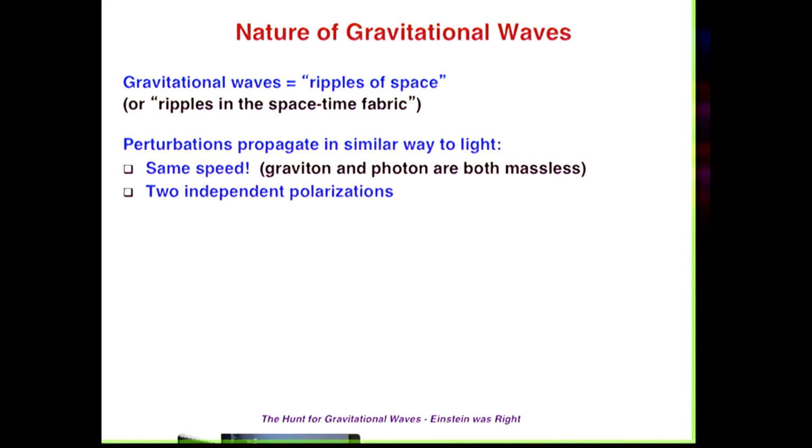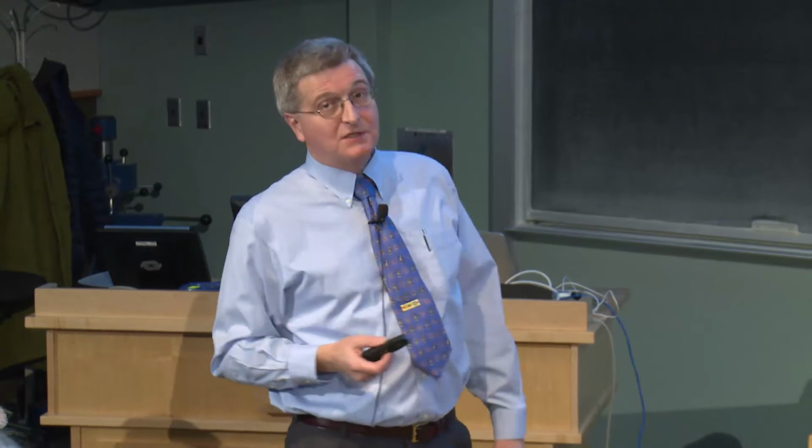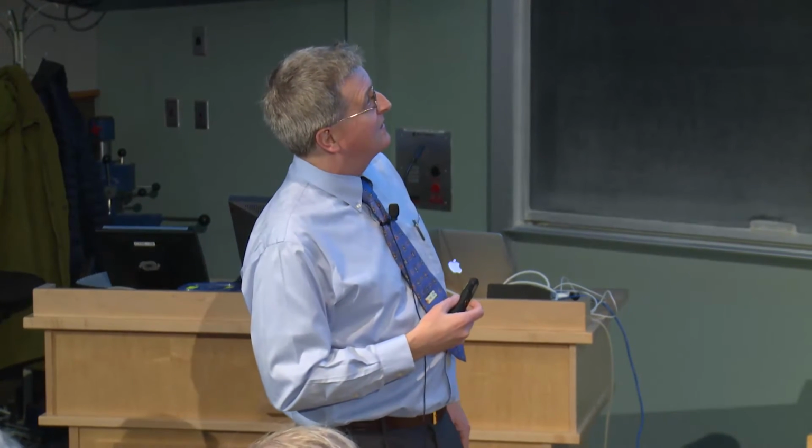So these ripples of space, which you might call ripples in the space-time fabric, these perturbations propagate in a very similar way to light. So they travel at the same speed. We think, if there is such a thing as a graviton, apparently it's massless, just like the photon. We think there are two independent polarizations, just like light, except the polarizations are a little bit different in their nature.